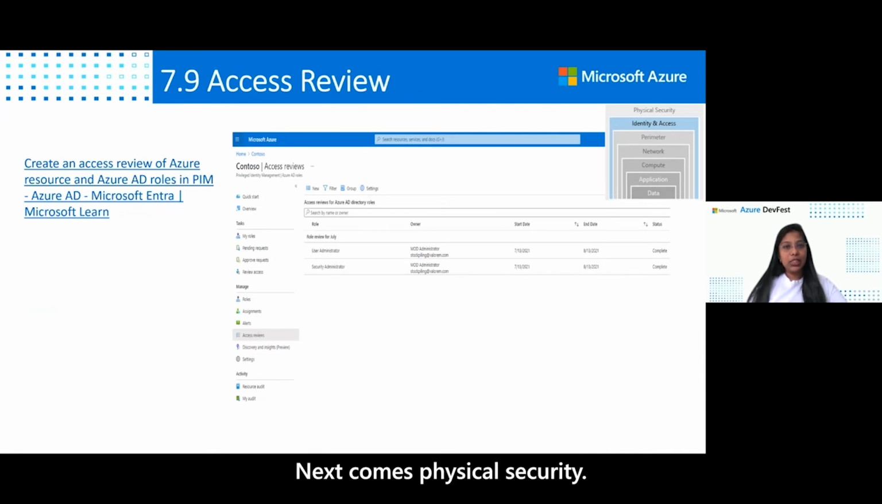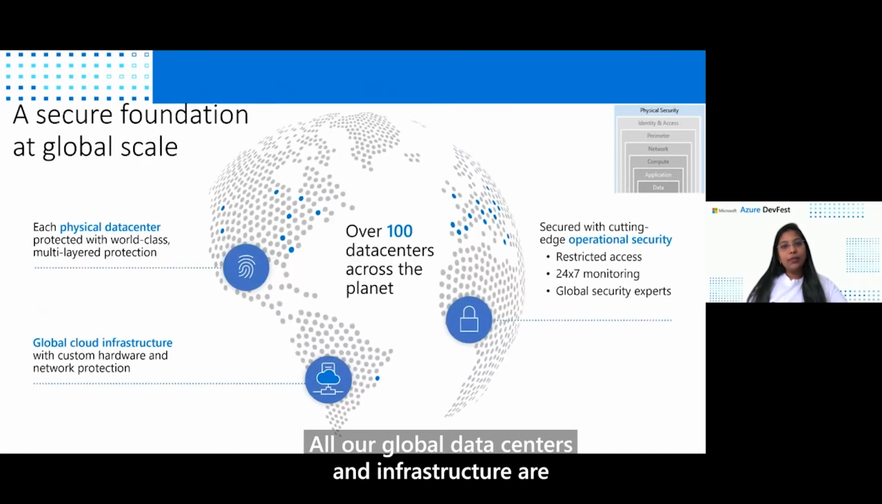Next comes physical security. All our global data centers and infrastructure are secured with multi-layered protection and compliant with industry or country-specific standards, for example ISO, HIPAA, or Singapore MTCS, and continuously monitored 24/7 by global security experts, which will help address your GDPR requirements, especially when you're hosting your critical infrastructure in Azure.